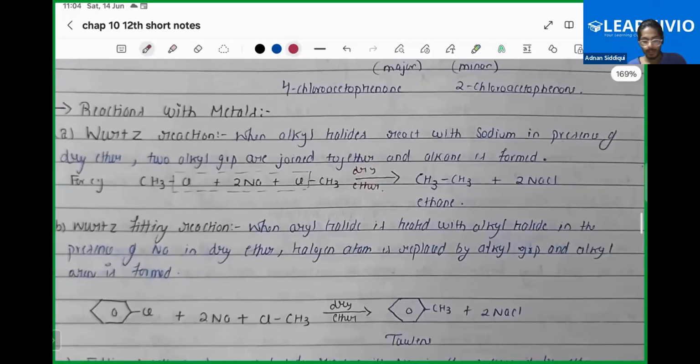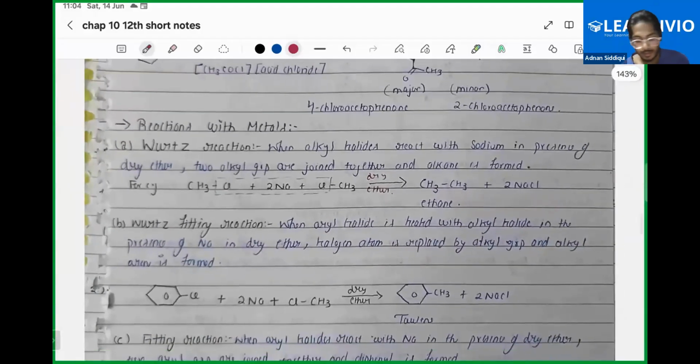Try to read this out. When alkyl halides react with, try to read this out. This is very simple. It will take like 2 or 3 minutes. No, let me know once you're done.